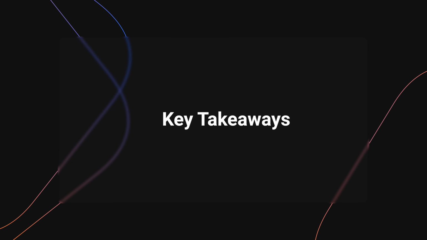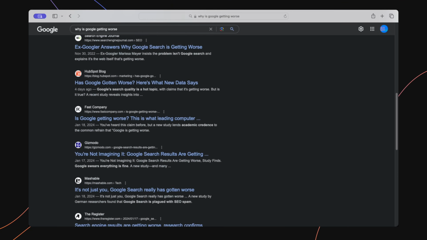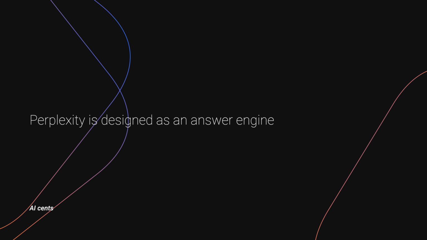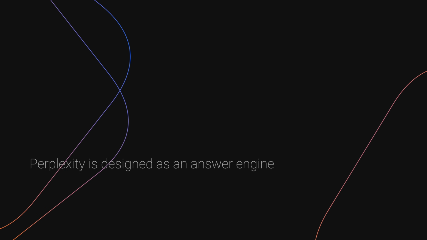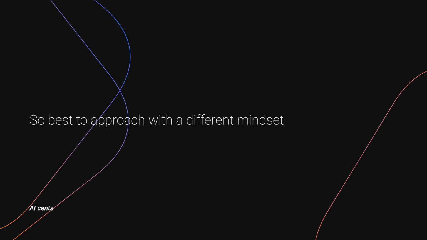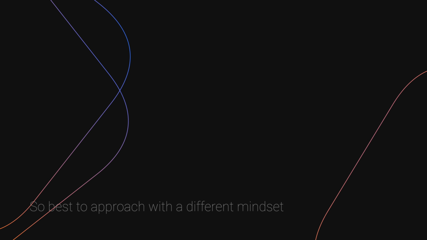Awesome job making it this far in. At this point, you should now be able to save hours of your life from trudging through horrible search results on Google and being able to use Perplexity to get the answers you need in a fraction of the time. In terms of some key takeaways, Perplexity is an answer engine and not a search engine or even chatbot. So you kind of do have to approach this a bit differently than you'd approach Google or even ChatGPT.